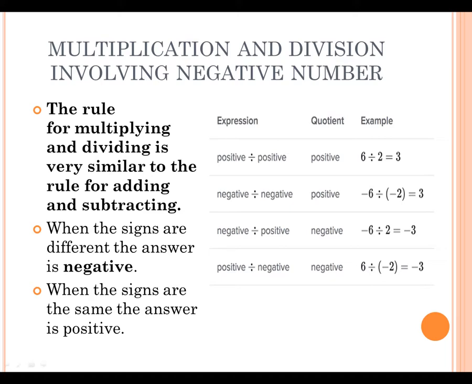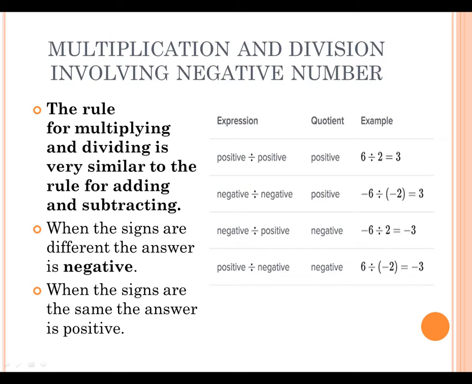The rule for multiplying and dividing is very similar to the rule for adding and subtracting. When the signs are different, the answer is negative. When the signs are the same, the answer is positive, because minus minus is plus, and plus plus is also plus. So if the signs are the same, the answer should be positive, but if the signs are different, the answer is negative.